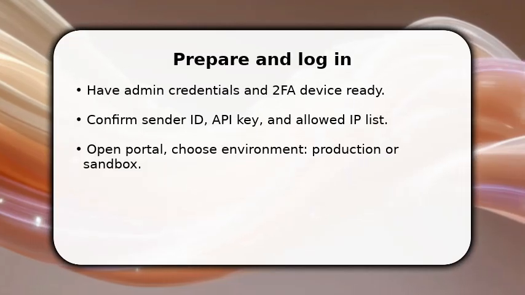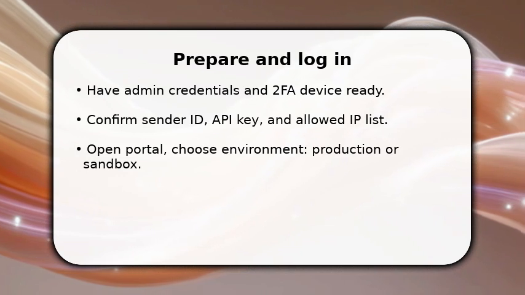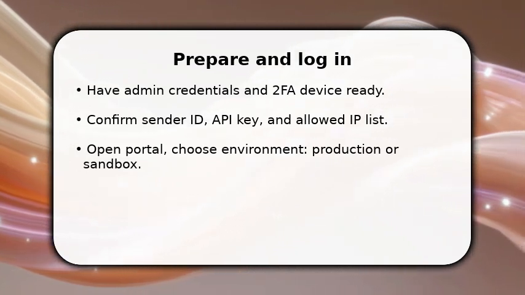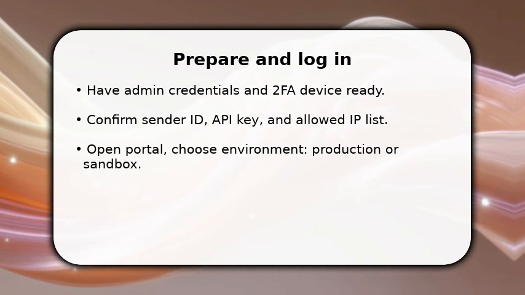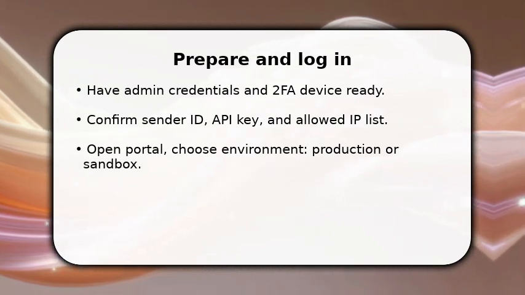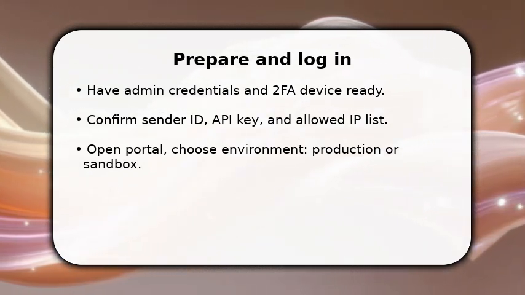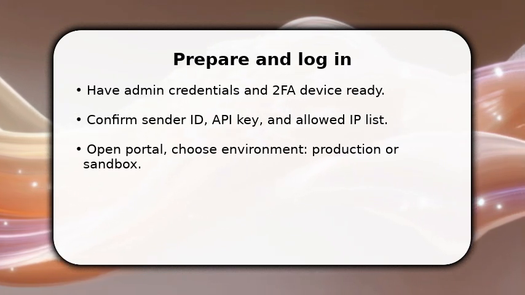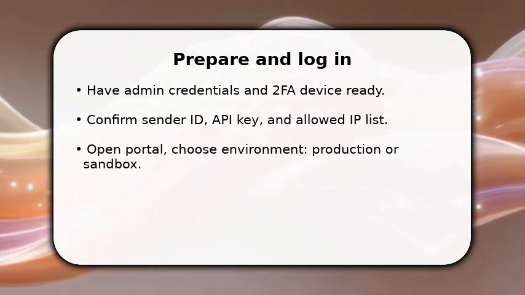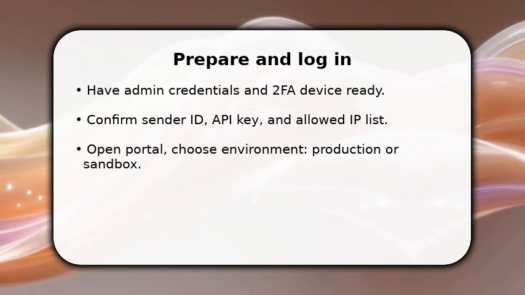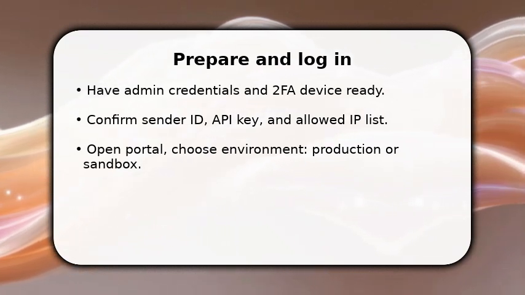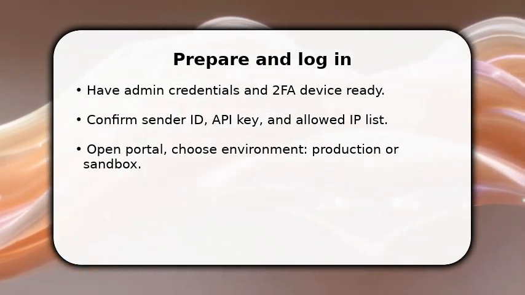You start by gathering essentials, admin credentials, and the 2FA device because secure access prevents accidental sends. Once logged in, make sure you select the correct environment, production versus sandbox, so you don't send test messages to real users. Next, locate the API key and sender ID in account settings, copy them securely.